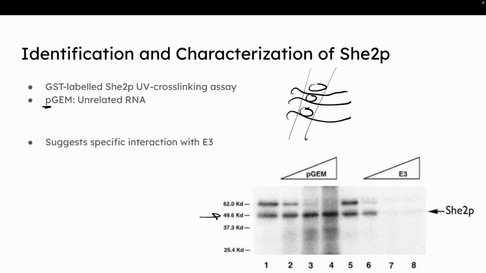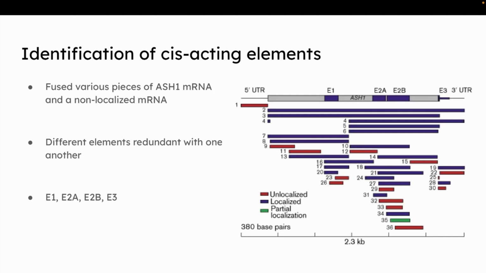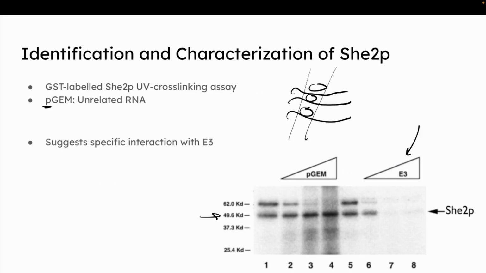And what they found was that as you increase the concentration of unrelated RNA, you can see obviously everything increases, right? You're getting just a lot of random proteins binding and protecting some RNA. However, when you added E3, remember E3 was just this little part of the 3' UTR that we did see was involved in localization, we can see that She2p bound pretty tightly. Because this E3 was unlabeled, it wouldn't show up on the gel, right? Remember, the unrelated RNA was labeled.